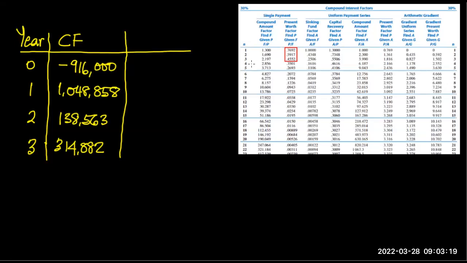It's point... For year one, it's always 1. The discount factor at 30%.